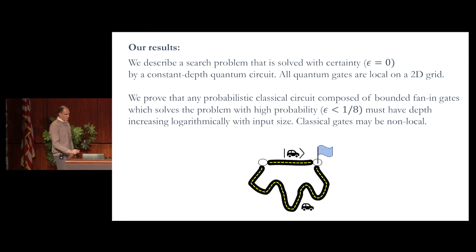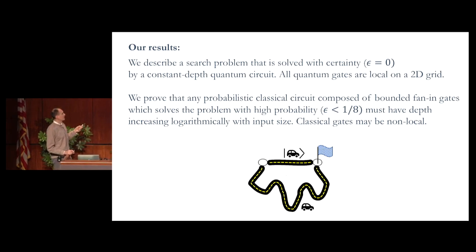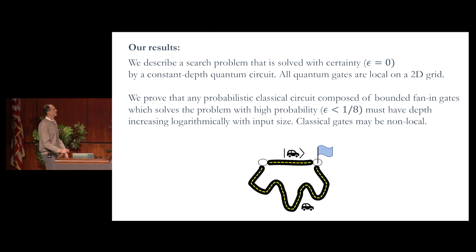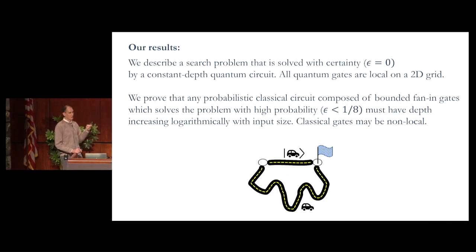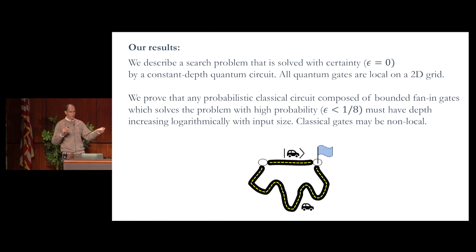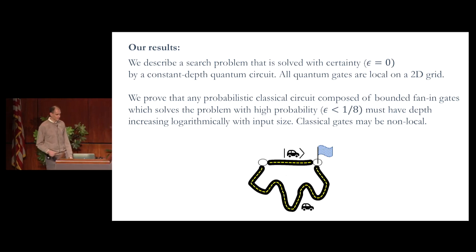So this is a summary of our results. I will show you one example of a search problem that can be solved with certainty by a constant depth quantum circuit. Moreover, this quantum circuit only requires nearest neighbor gates on a two-dimensional grid of qubits. On the other hand, we prove that if some classical circuit solves this problem with non-negligible error probability, such a circuit must have logarithmic depth. In the quantum case, the depth is constant, and in the classical case, it's at least logarithmic. In the classical case, we allow arbitrary gates, so they don't have to be nearest neighbor or geometrically local in any sense.